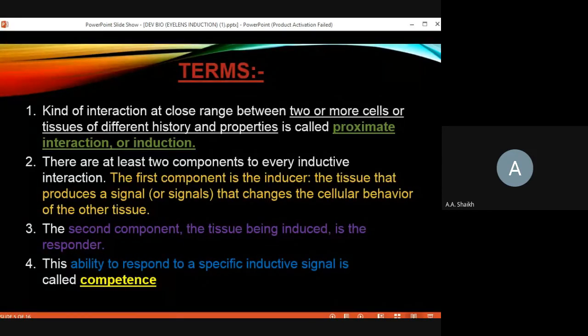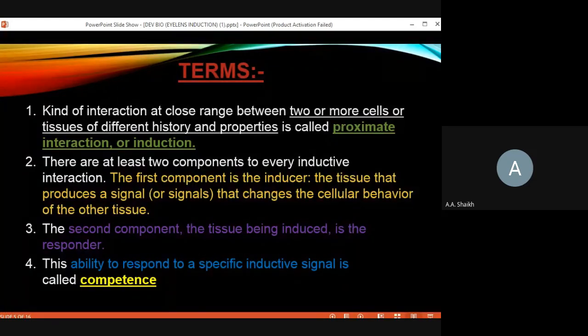So here, competency is just the ability to respond to the signals which are being released from the inducer. The cells which have the ability to respond to these signals released from the inducers are competent. The cells which are unable, or don't have the ability to carry out the response in an induction system, are known as non-competent cells, and the property is non-competency.